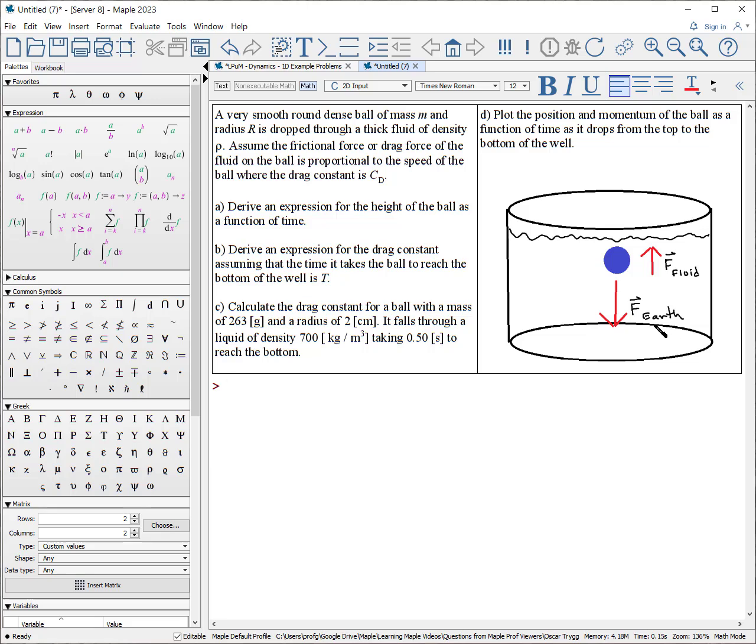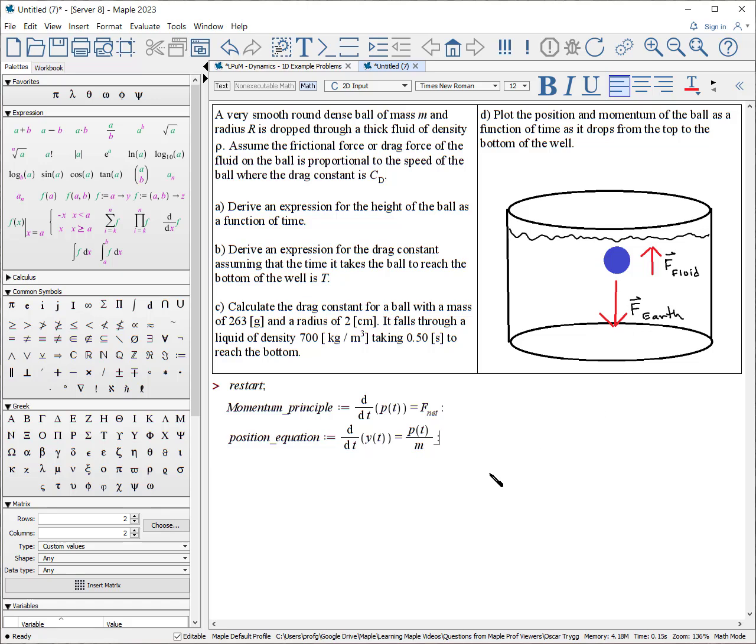Obviously, the earth is pulling down on the ball. However, since the ball is in the liquid, there is a buoyancy effect from the fluid, and because the ball is falling, there is a drag force on it. We know some information about it, and we're interested in particularly figuring out the drag constant on the ball as it falls. This is a classic case of a momentum principle situation.